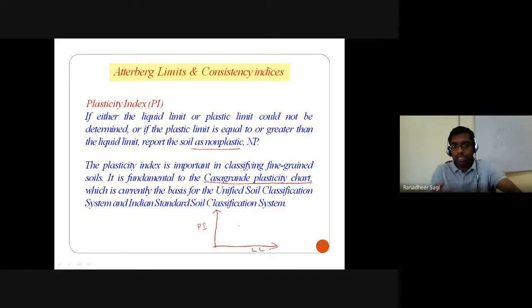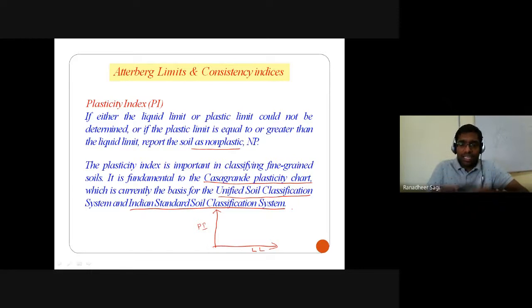Where this Casagrande's plasticity chart is going to be very useful is in the discussions of the unified soil classification system or the Indian standard soil classification system. According to these classification systems, the fine grained soil classification is done on the basis of Casagrande's plasticity chart. It is developed based on the liquid limit values and plasticity index values of different fine grained soils that were tested, and based on that Casagrande proposed this standard chart.